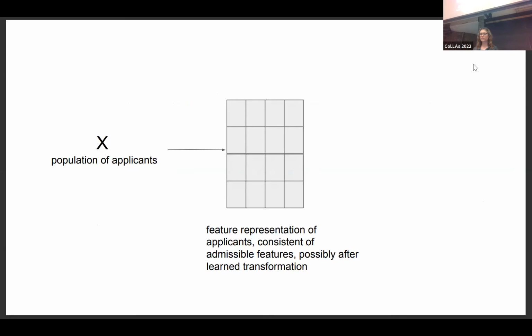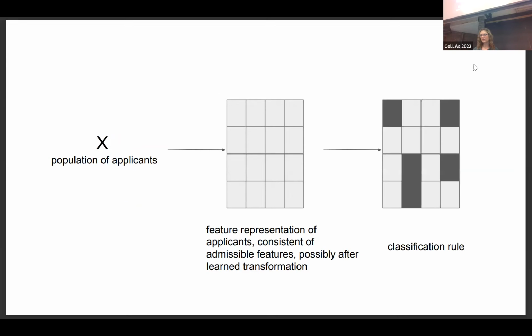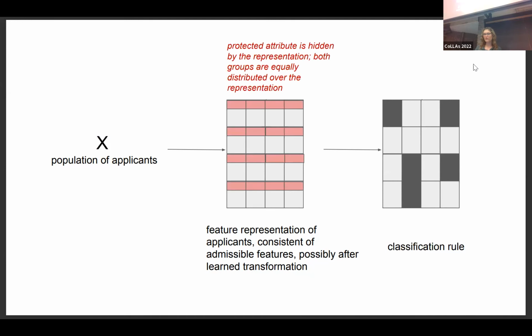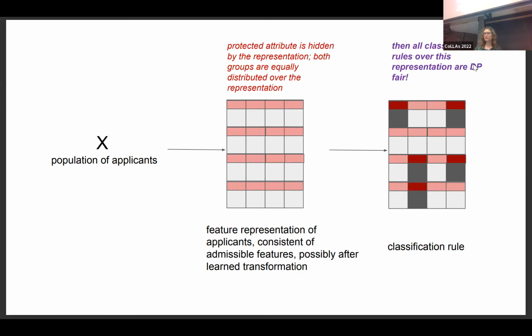Now, to get a bit of intuition of how fair representations can work, we look at adversarially fair representations for demographic parity. Here we have a population of applicants, and we can assume that their features have been discretized in some way. Now we can look at classifiers that can be built on top of this. If we have a representation that has, for every feature vector, an equal amount of population A and of population D, then we basically hide the group information in this representation, and every classifier that can be built on top of this fulfills demographic parity fairness.